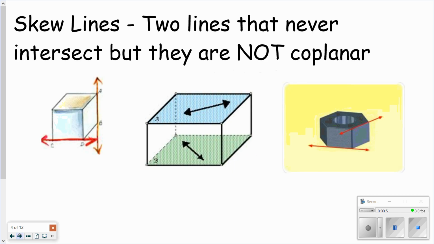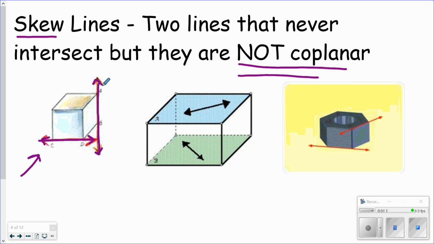Skew lines, you might have never heard this term before. Two lines that never intersect, but they are not coplanar. So, for example, if we're looking at a cube, this line here and this back line here, they're going to just miss each other. So you kind of have to visualize this. They are just going to miss each other. They will never collide. So those are called skew lines.